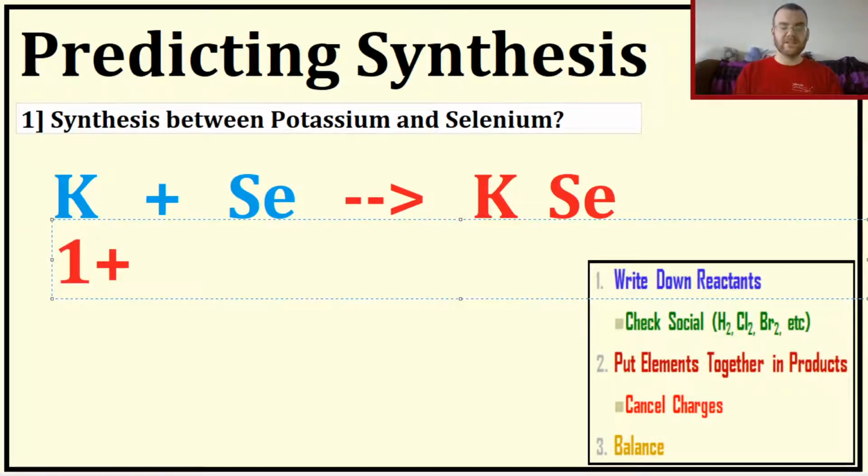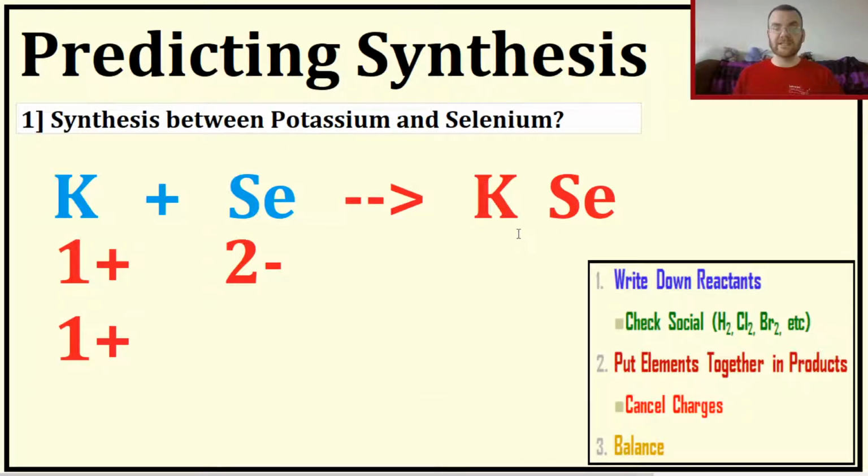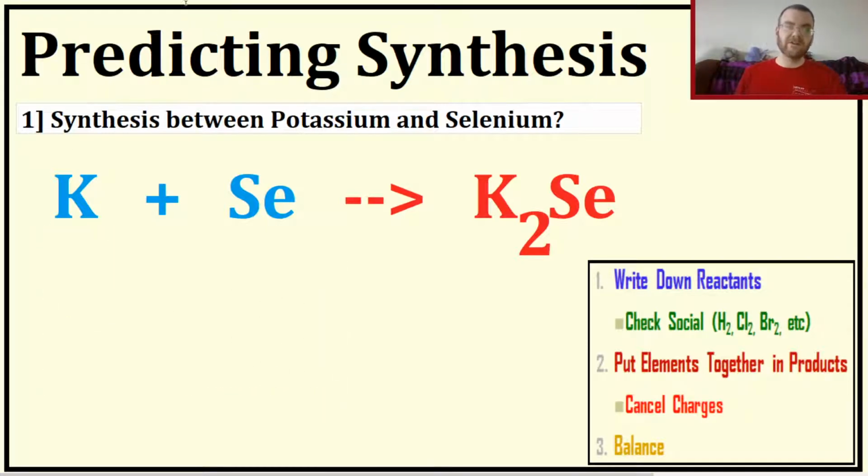Now, potassium is a 1+ charge, whereas selenium is a 2- charge. We will then need a second potassium to cancel out our selenium. So 2 potassiums to 1 selenium, that will be our canceling ratio. So we're going to wind up with K2Se, or potassium selenide, as our product. I do not want to keep my charges around, so I'm going to get rid of them.